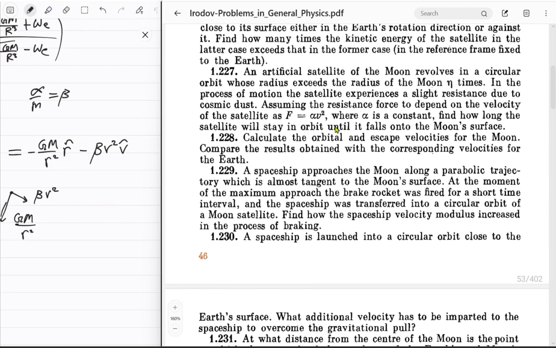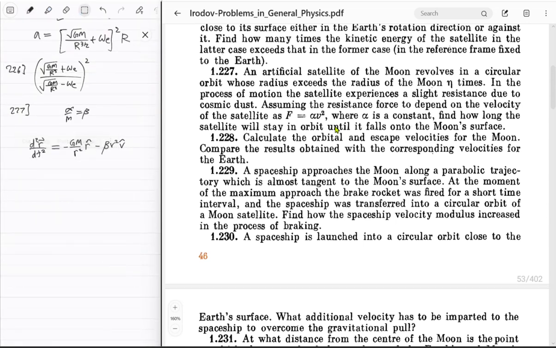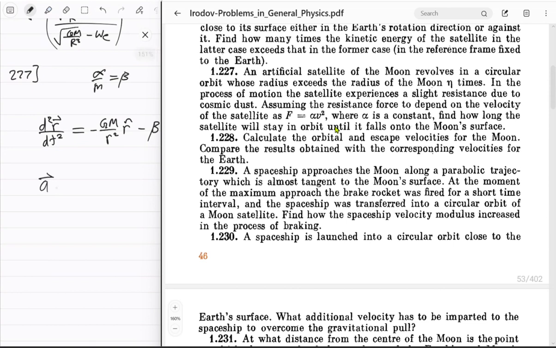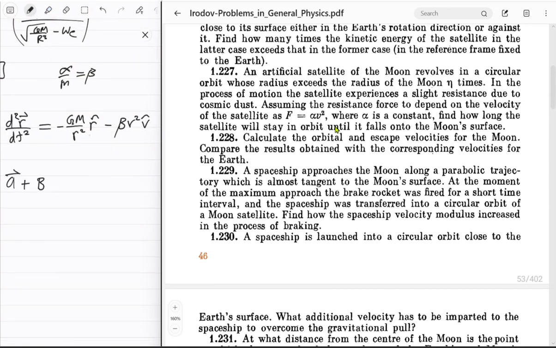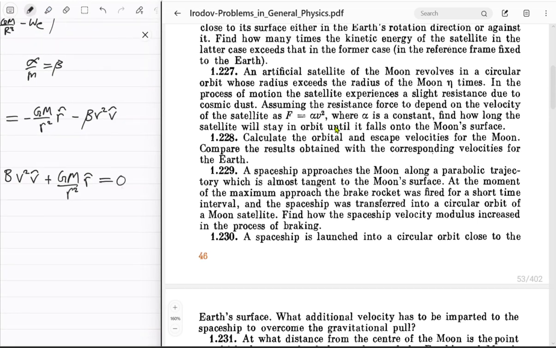Okay, don't rush this. Might not be correct to do that. Come on, think about it. And what do you want? How long before the satellite falls down? Hmm. It's a weird equation. So you got the acceleration plus beta v square times v hat plus GM upon r square times r hat. This is equal to 0. That's the differential equation. And now somehow you have to figure out how this works.